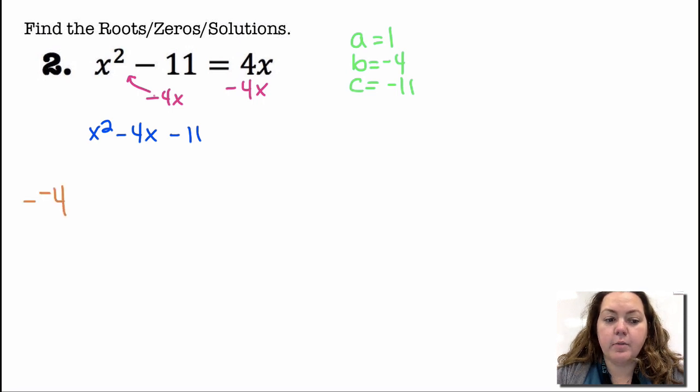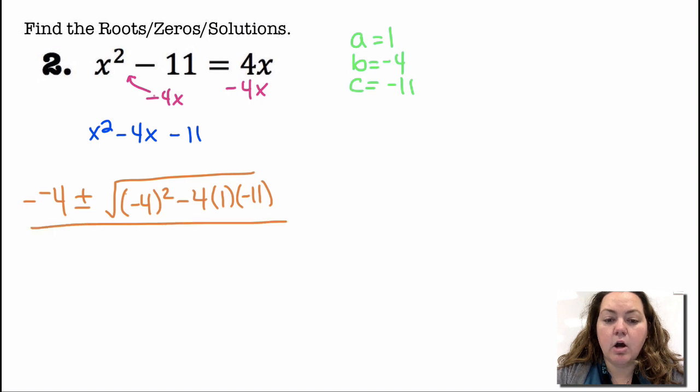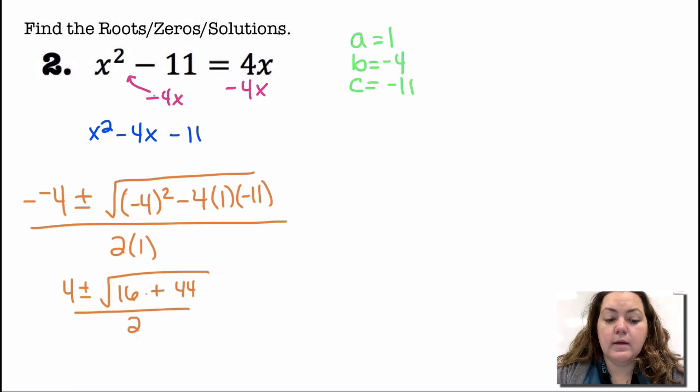So I'm going to do the quadratic formula. Negative b, so negative 4, plus or minus the square root of b squared, so negative 4 squared, minus 4, times a, which is 1, times c, which is negative 11, all over 2a, so 2 times 1. All right, negative 4 becomes positive 4. So I have 4 plus or minus the square root. Negative 4 times negative 4 is positive 16. Negative 4 times 1 is negative 4, times negative 11 is positive 44, over 2. 16 plus 44 becomes 60.